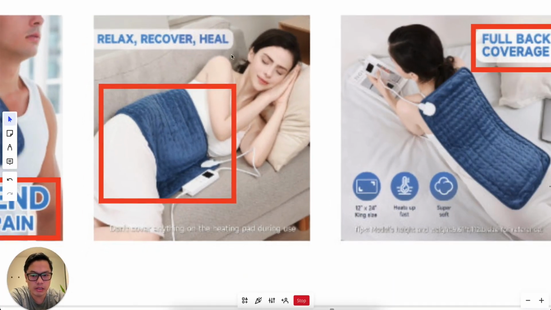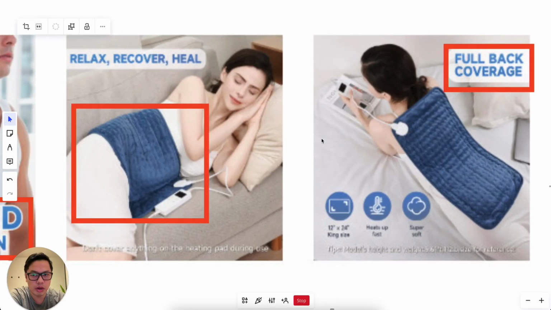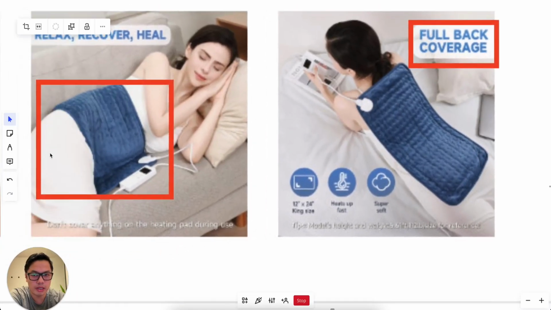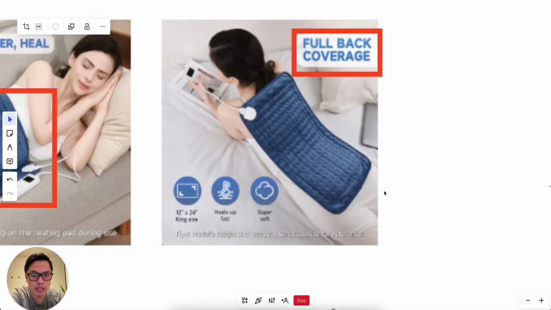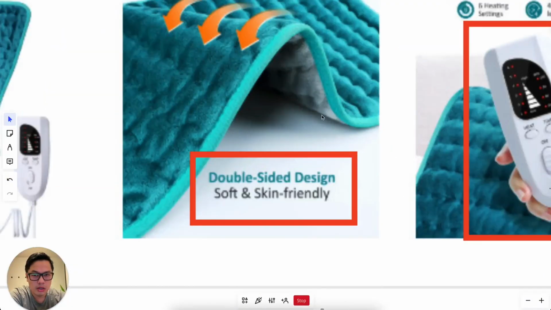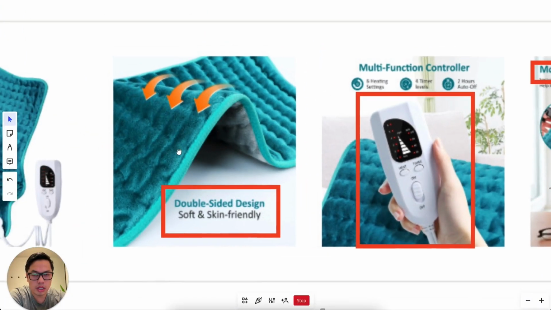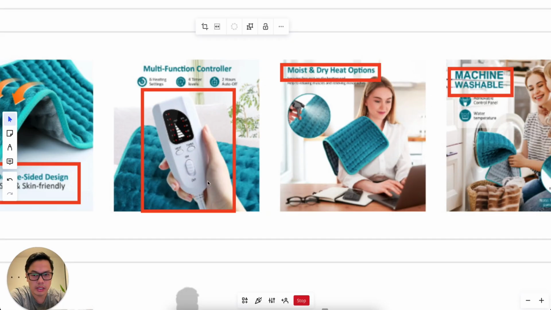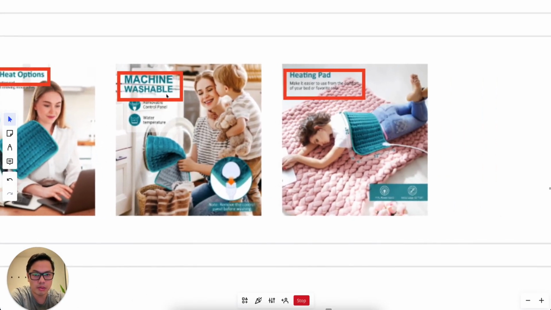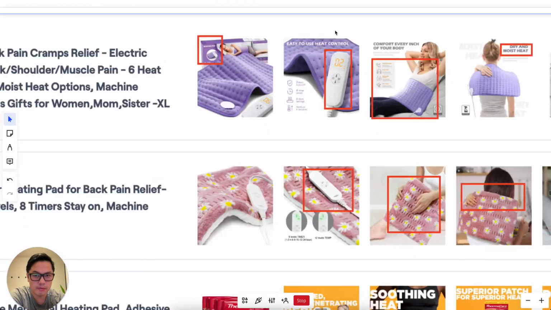Relax, recover, and heal. So this is more so about cramps. So even just having a call out on cramps would probably be better because that's what they're actually looking for, as opposed to assuming that that's what they mean here. Full back. So again, pretty good UGC, full back, how it would look in real life. Okay, we got double-sided, so talking about material here. Again, this is another important one. Ease of use, moist and dry heat options, machine washable heating pad.